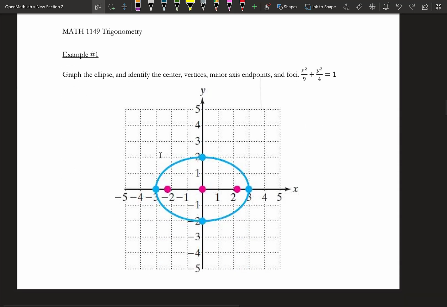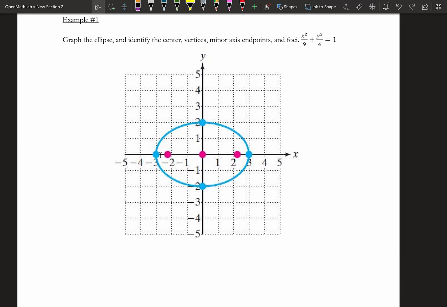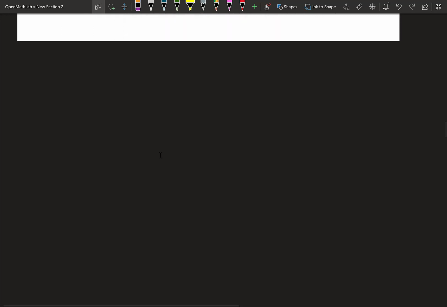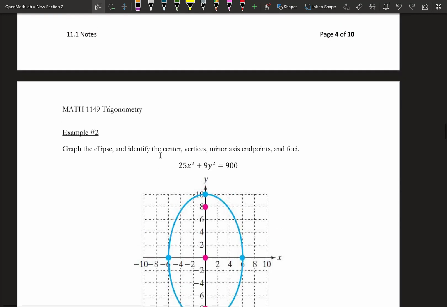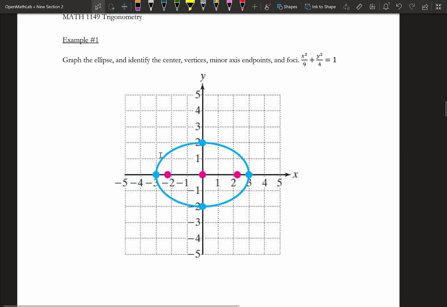So let's look at an example. Examples 1 and 2 are similar. They just have slightly different graphs. One has the major axis on the x-axis, and the other has the major axis on the y-axis. What we're asked to do is graph the ellipse, identify the center, vertices, minor axis endpoints, and foci. We want to be able to graph both of these, and I provided both graphs for those questions. If you wanted to generate those, probably the best website to use would be Desmos. You could type that equation in exactly, and it would give you a good graph for that.